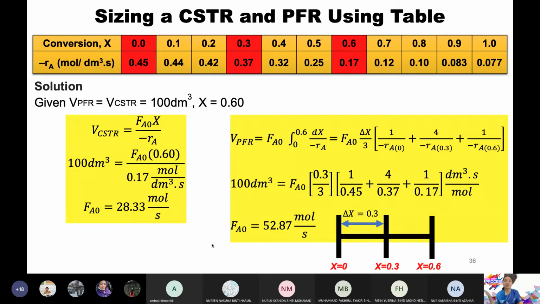Apa maksud dia? Maksudnya, if you want to achieve, you have reactor 100 liter, PFR or CSTR, achieving 60% conversion, the molar flow rate needed for CSTR is 28.33, but for PFR, you need 52.87, a bigger molar flow rate for you to achieve the same conversion in comparison to your CSTR. So you understand the significance of walaupun volume reactor sama, conversion sama, tindak balas sama, kamu punya nilai akhir tu takkan sama sebab design equation dia adalah berlainan.